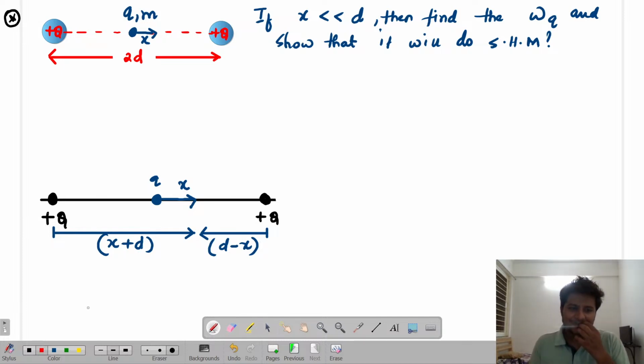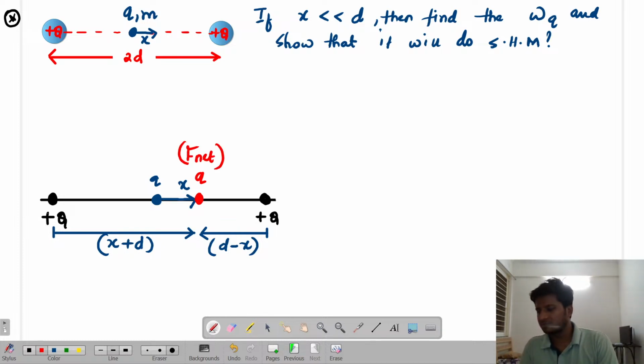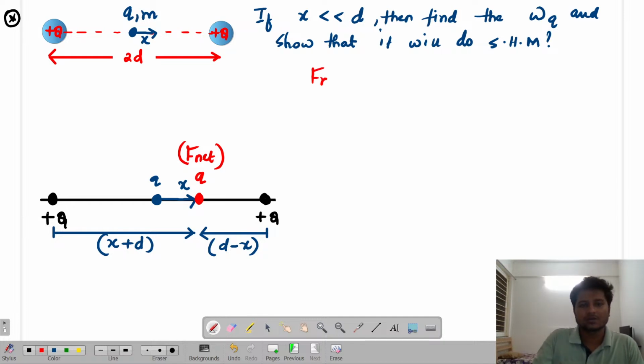एसएचएम इक्वेशन लिखने का मतलब है कि इफ दिस चार्ज हैज केम ओवर हियर, you have to write the net force equation on it. That's how we are going to find the angular frequency. What we need to do, we need to write the net force equation. So F net will be what? Simple सी बात है, this charge will repel, this charge will also repel. The repulsion with this plus q will be more.